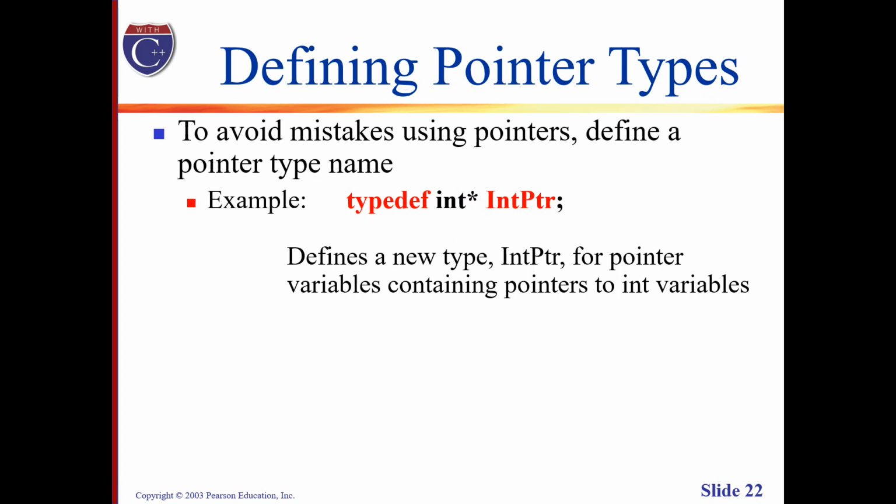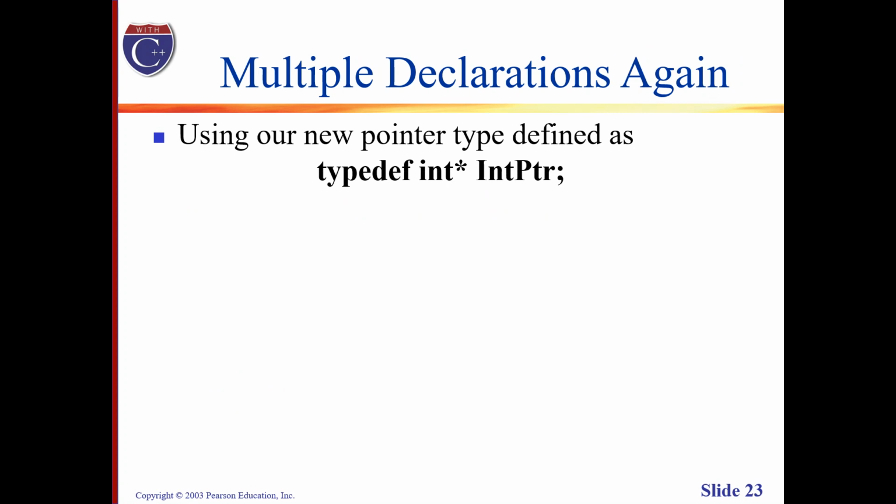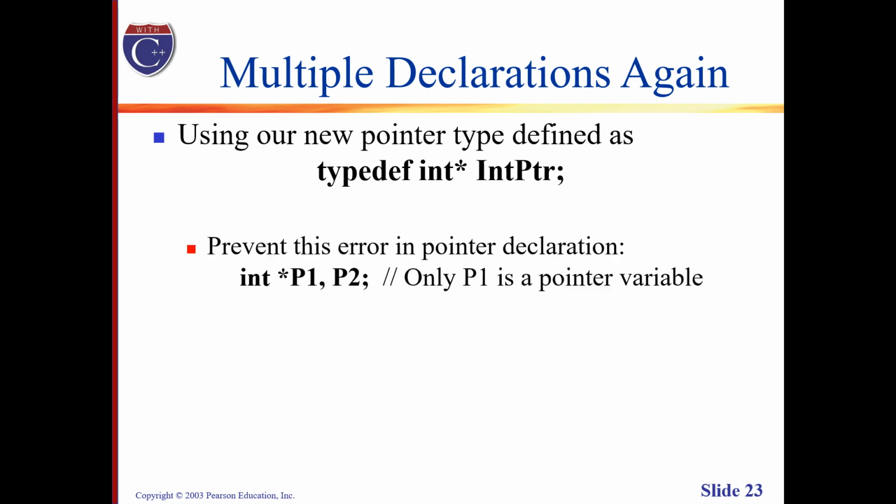Thus, from now on, whenever we would like to declare an integer pointer variable, instead of writing int asterisk, we will simply use the following type. Here's an example. Thus, doing so would be equivalent to this one. And here's another example of multiple declarations. As you can see here, declaring pointers can sometimes be confusing. Thus, by using type definitions, we can get rid of those simple errors which can bring serious effects to our program.